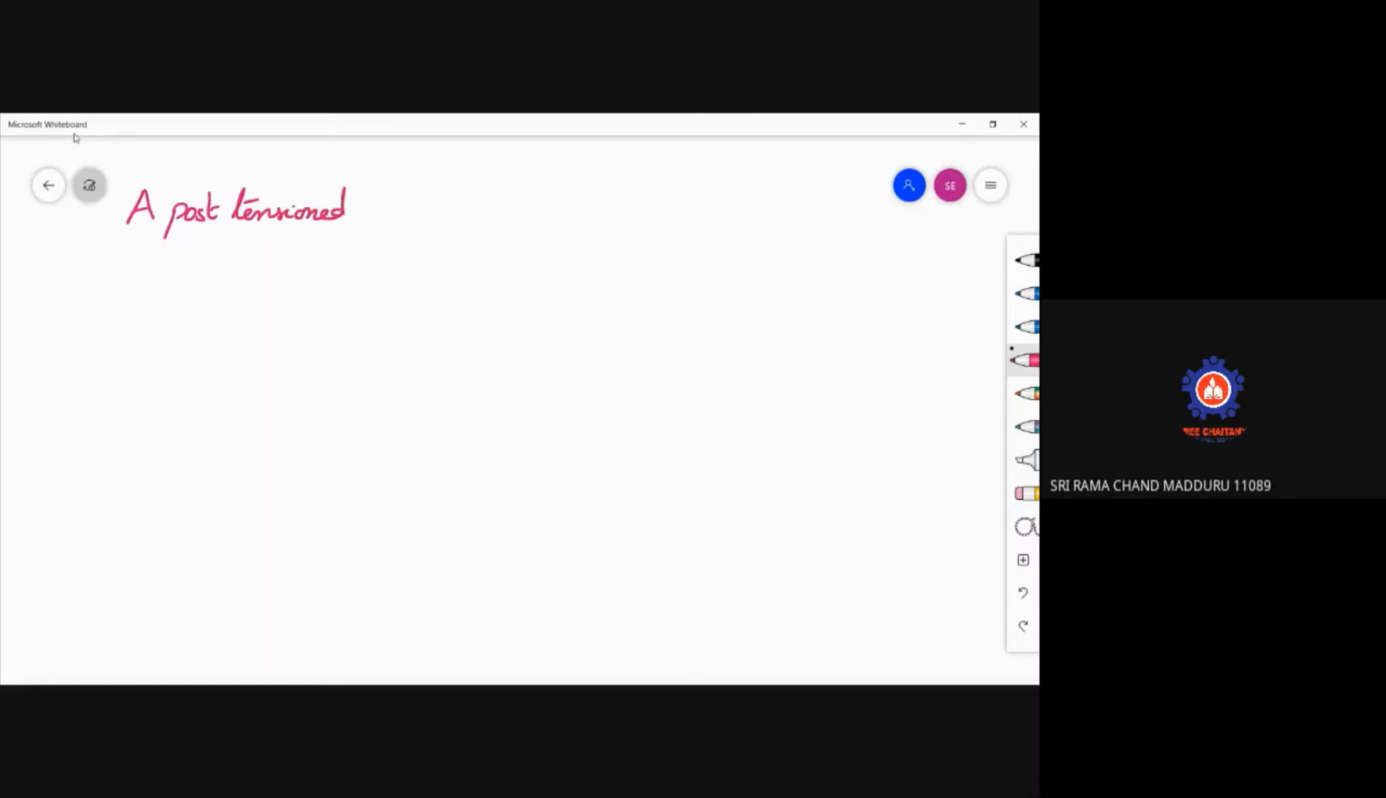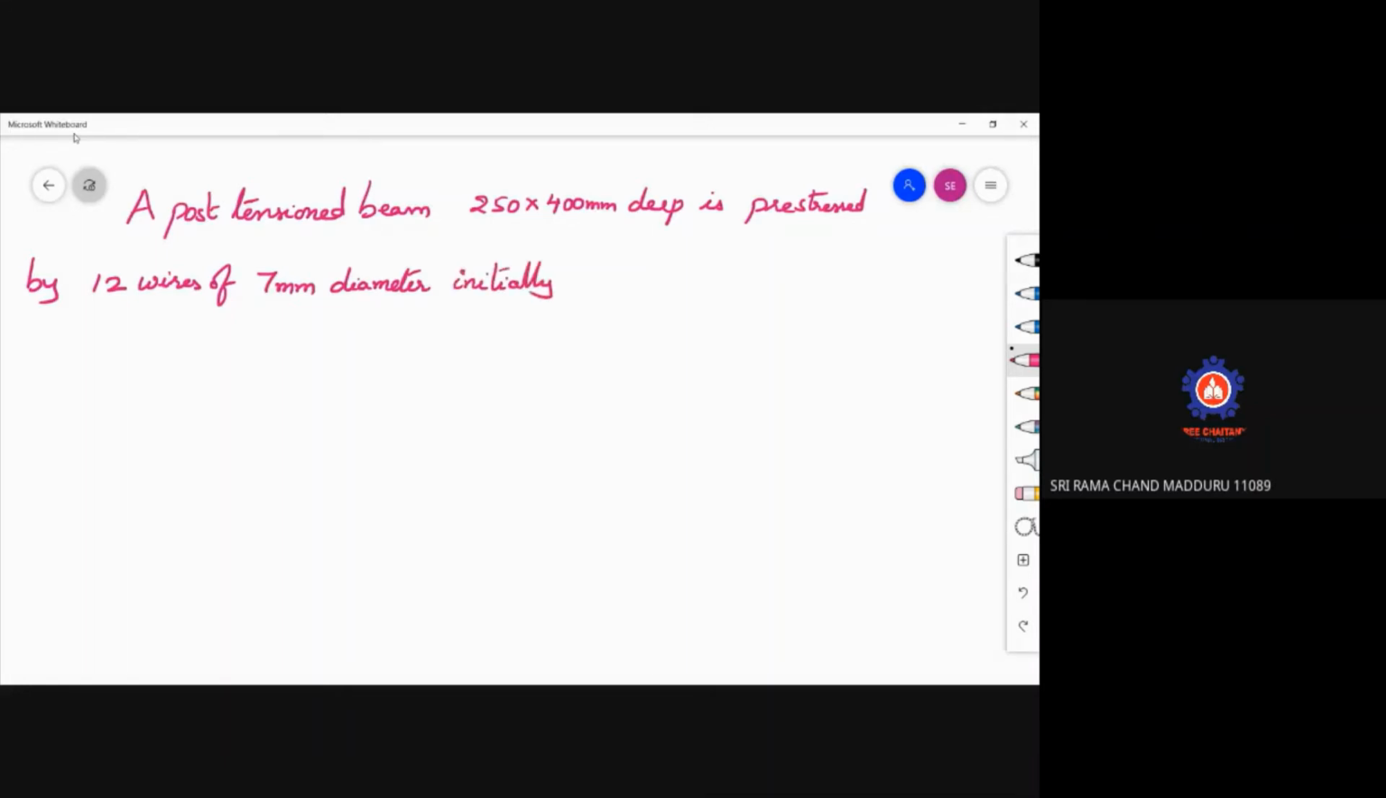The previous problem we did with a pre-tensioned beam. Now we are doing it with a post-tensioned beam. A beam 250 by 400 mm deep is pre-stressed by 12 wires of 7 mm diameter, initially stressed to 1200 Newton per mm square.